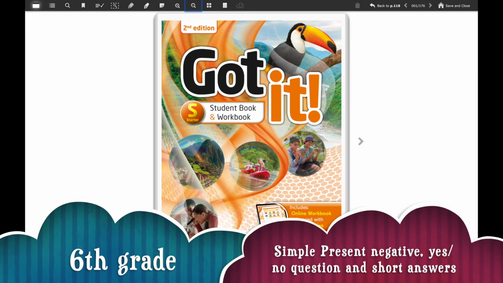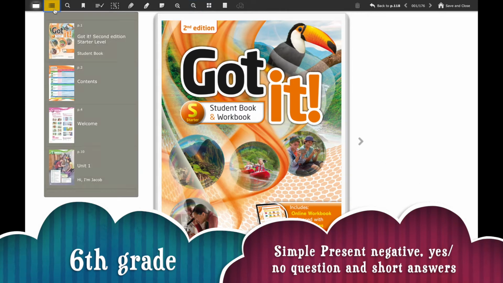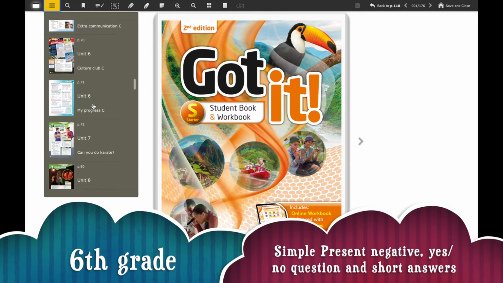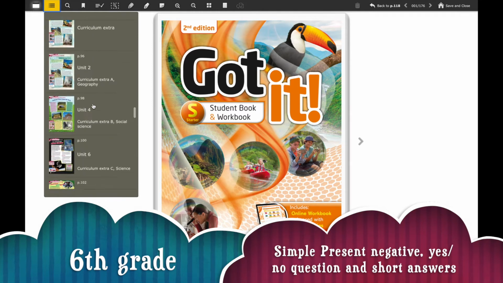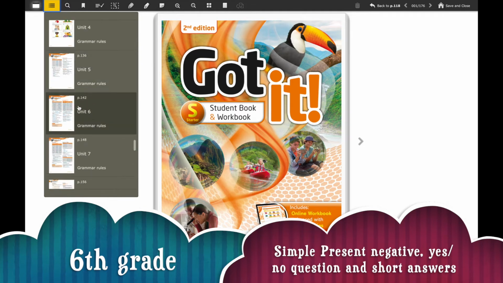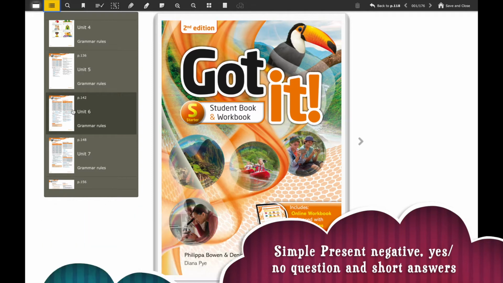I'm Miss Jocelyn Flores, and in today's lesson, we're going to use your guided book. As you can see here, this is your guided book, and you're going to open it at the end of it. It's at the end in the workbook part. We're going to work today on unit number 6, in grammar rules in the workbook part.